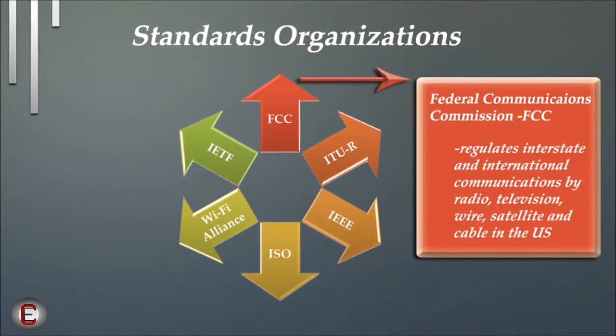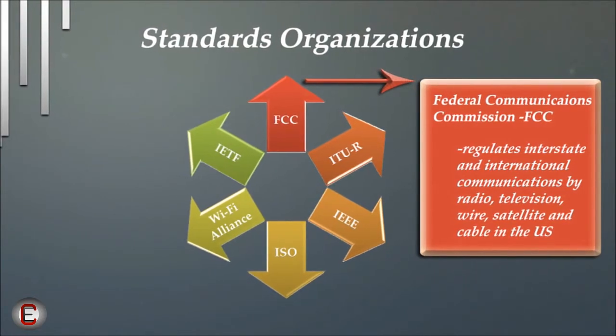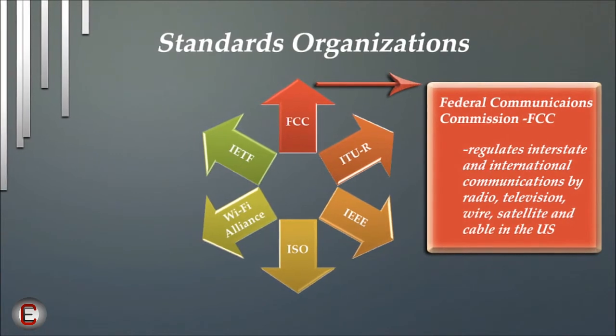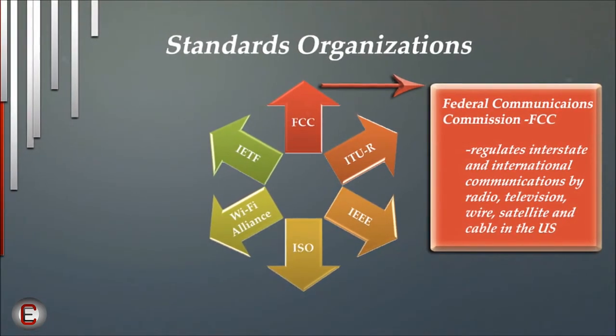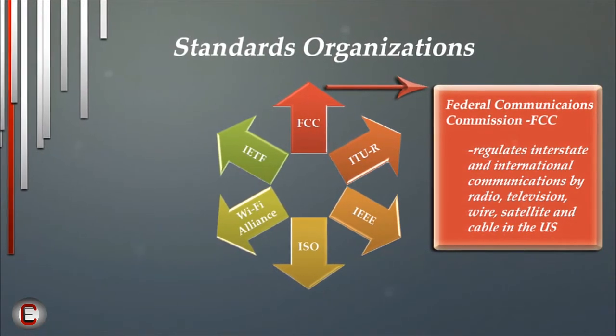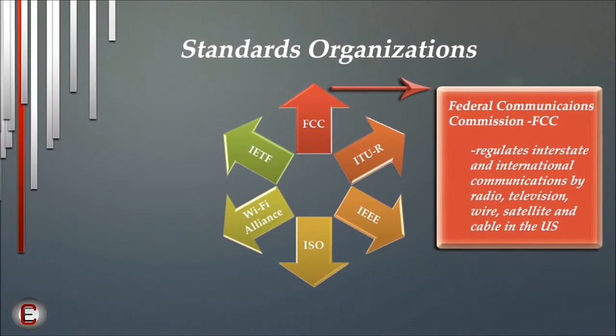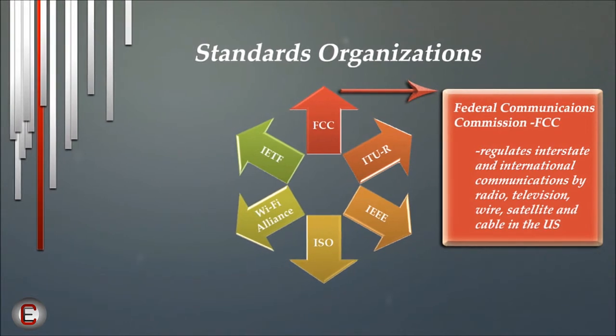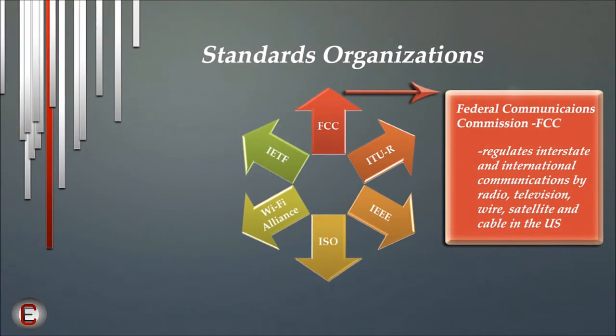The FCC. The Federal Communications Commission regulates interstate and international communications by radio, television, wire, satellite, and cable in all 50 states, also the District of Columbia and US territories. It is an independent US government agency which is overseen by the Congress.